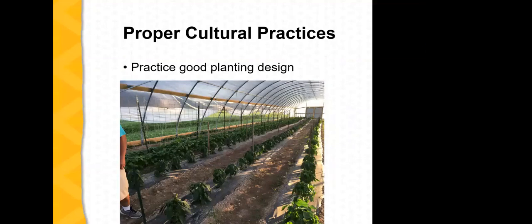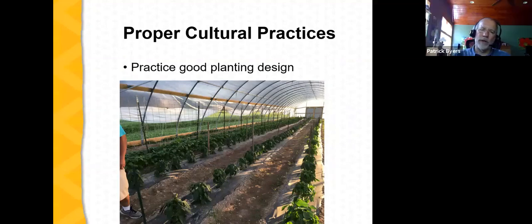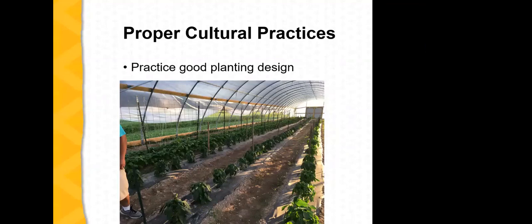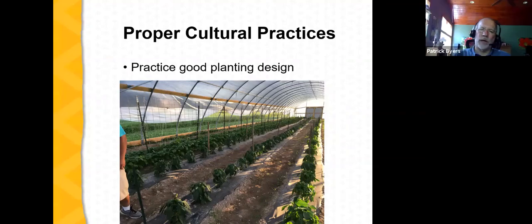Another thing to consider, the use of mulches. In this case, we have woven landscape barrier fabric underneath the crops. And again, this gives us a protective layer between the soil and the crop plant itself, which helps prevent splash up of disease inoculum from the soil onto the foliage of the crop plant.